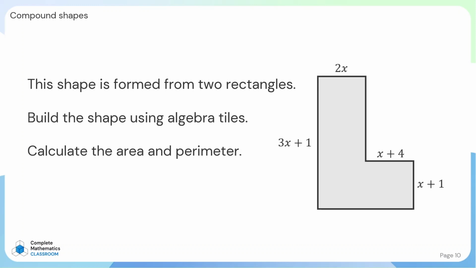What's the area and the perimeter of this shape formed from two rectangles? If you build it using algebra tiles, what do you build first? Do you build the perimeter and use that to find the area? Or do you build the area first and then use that to calculate the perimeter?